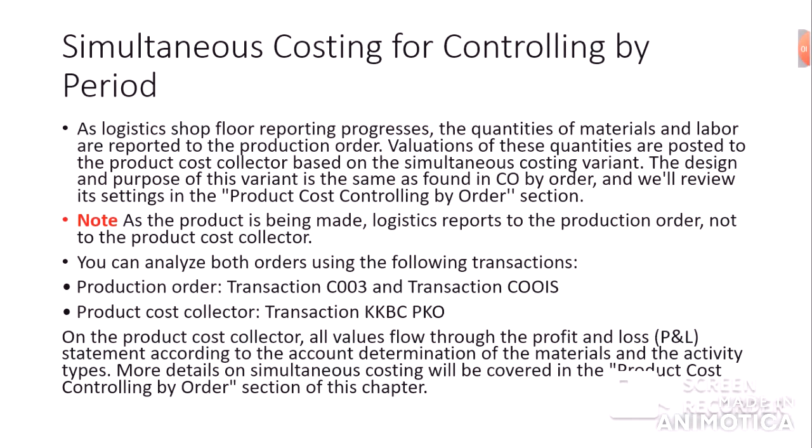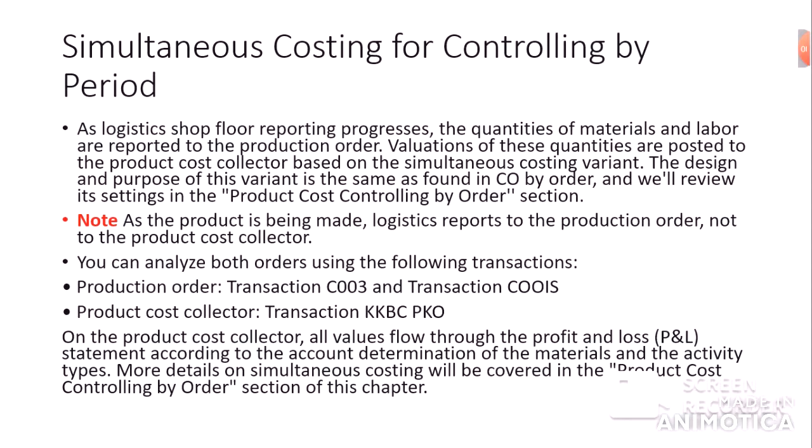Simultaneous costing for controlling by period. As logistics shop floor reporting progresses, the quantities of materials and labor are reported to the production order. Valuation of these quantities is posted to the product cost collector based on the simultaneous costing variant. The design and purpose of this variant is the same as found in the CO by order, and we will review its settings in the product cost controlling by order section.